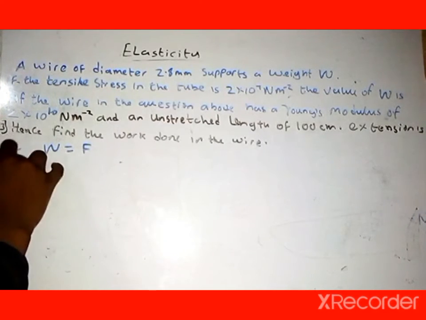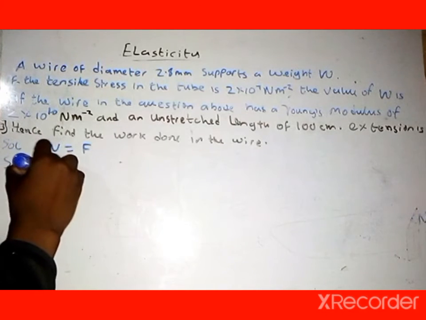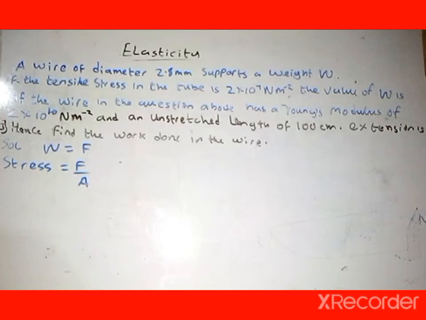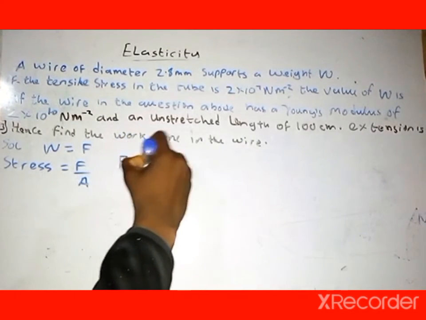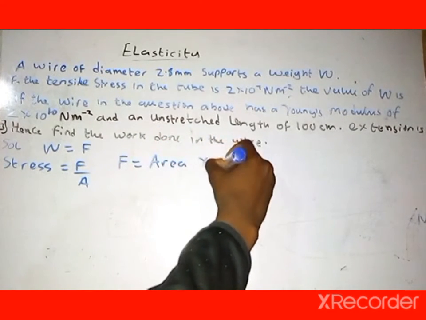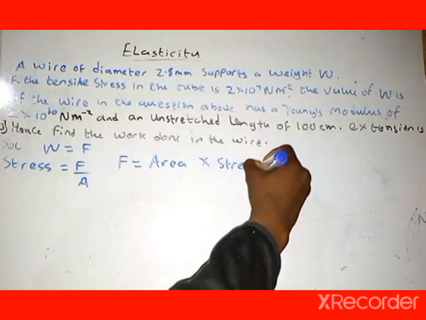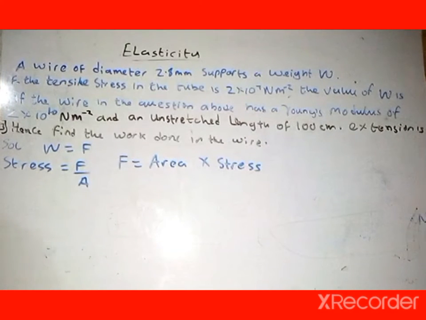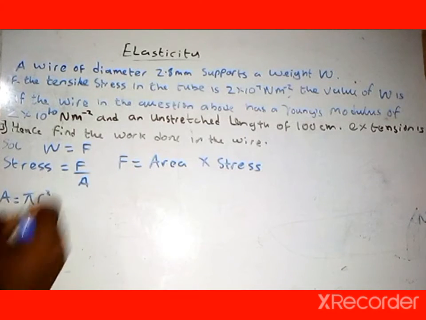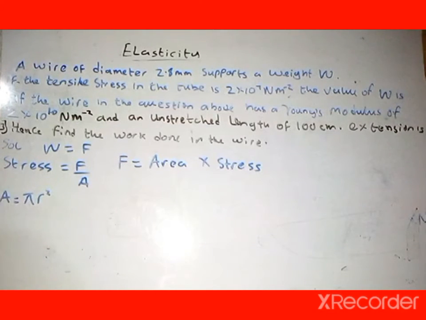Now we will find the formula that relates, since we are given stress. Stress is equal to force over area. So our force will be equal to area multiplied by the stress given. But we are not given area, we are given diameter, and we know our area can be pi r squared. Since we are not given r, first we are given diameter.